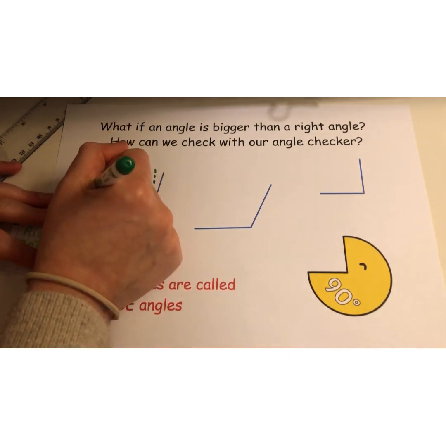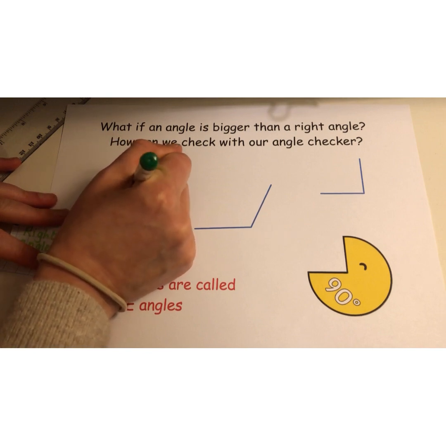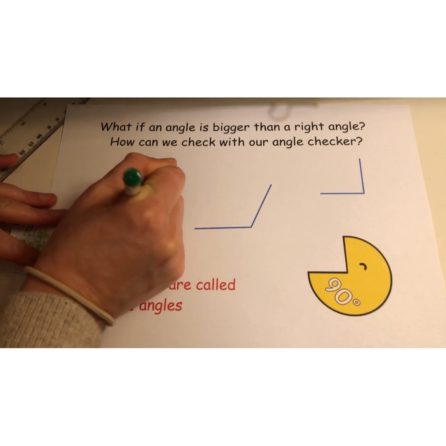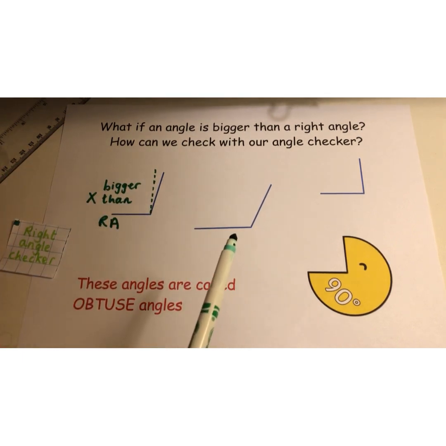Well done if you said bigger than a right angle. So this is not a right angle, it is bigger than a right angle. Excellent. Let's have a look at this one next.